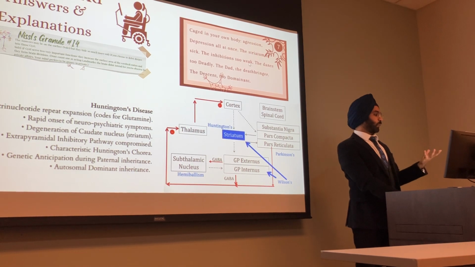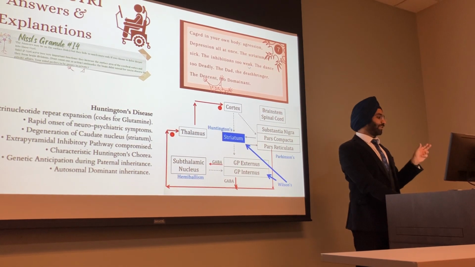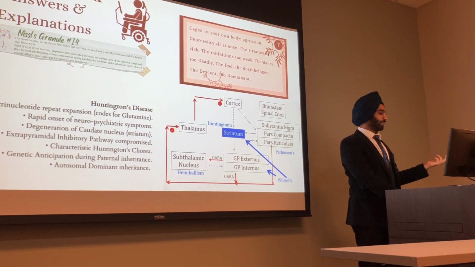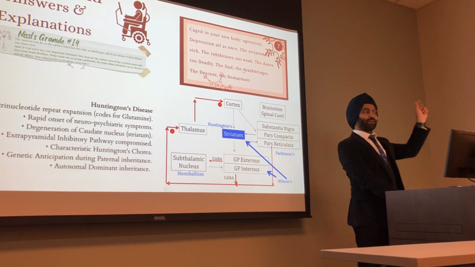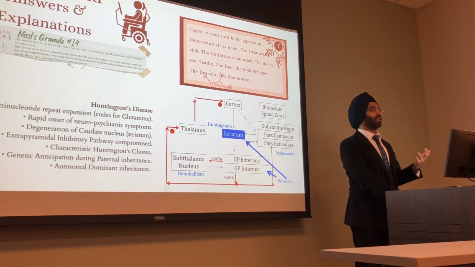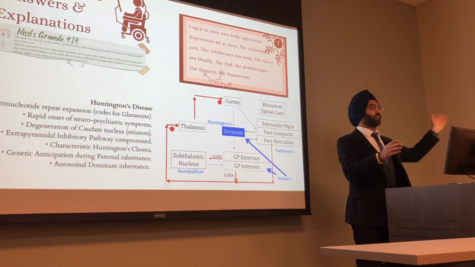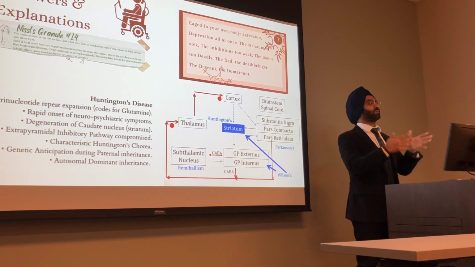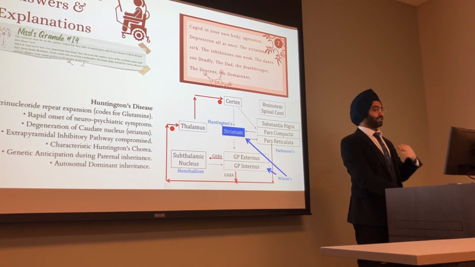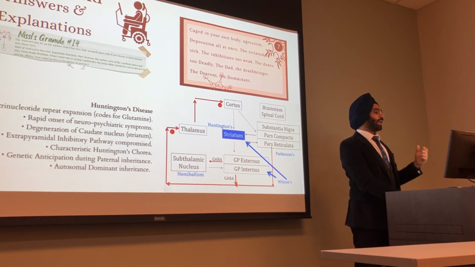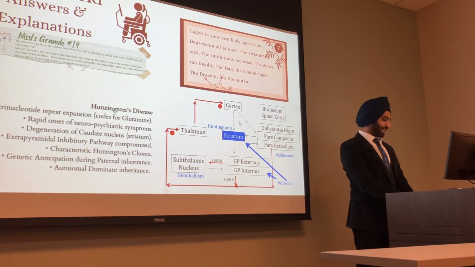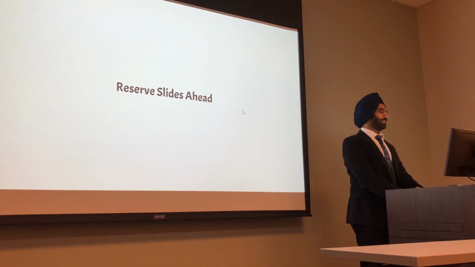The inhibition's too weak because the extrapyramidal inhibitory pathway is compromised. The dance, basically chorea, too deadly. The dad, because paternal genetic anticipation is what causes Huntington's chorea. So if you get the same disease from your father, the next generation is going to be much more severe versus if you get the genetic mutation from your mother. So that is the dad, the death bringer, and the descent to dominant, autosomal dominant inheritance. So thank you for your time.